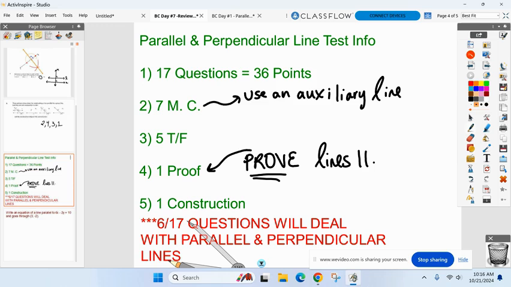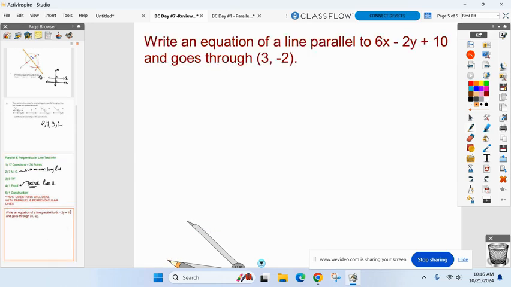Anything else? I want to show you one last thing. Anything else on the makeup of tomorrow's parallel and perpendicular line test? Okay, so what am I talking about with these 6 out of 17 questions? I just made this up before you guys came in. This is what I'm talking about here, and this should be an equal sign.